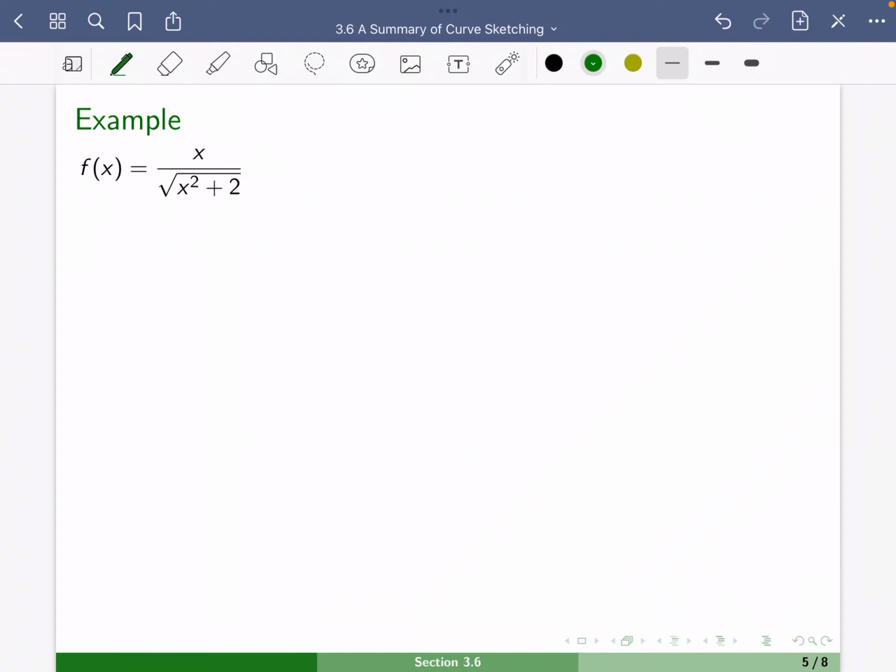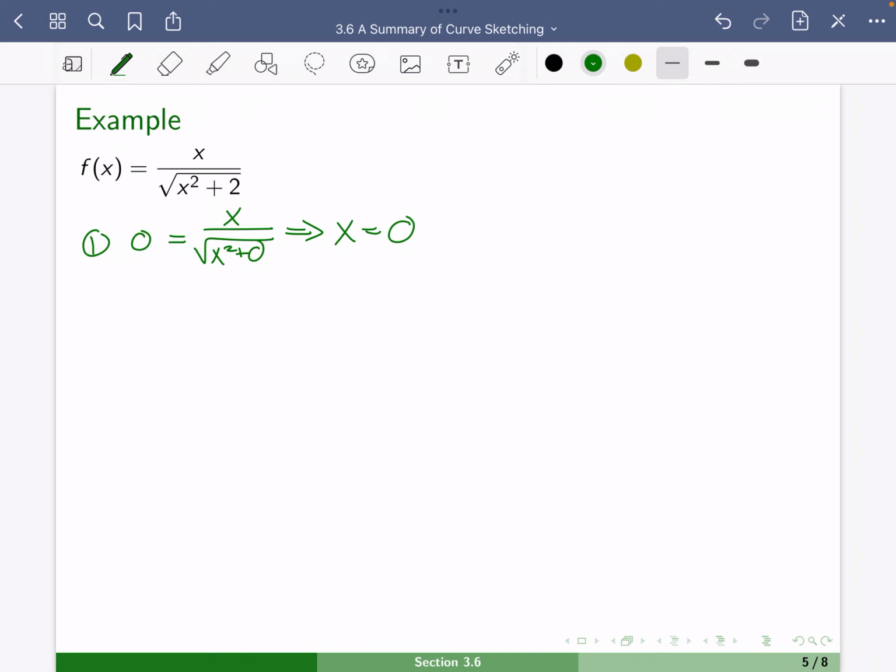In this video, we're going to take a look at another curve sketching example. So the first thing we're going to do is identify the x and y intercepts. We will find the x-intercepts by setting 0 equal to our function. So our function value is equal to 0, and we solve that. We find that x is equal to 0. So you have an x-intercept at (0, 0).